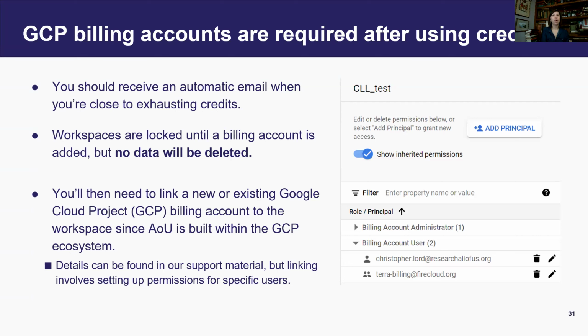Once you do run out of credits, you'll need to link a new or an existing billing account. So this is a billing account that needs to be handled through a contract with Google Cloud Project. We have some details about this in our support hub that you can review, but the advice I typically give to researchers is, if you're not sure whether you have a billing account for use within your department already, there are a couple of ways we're going to show you to check.